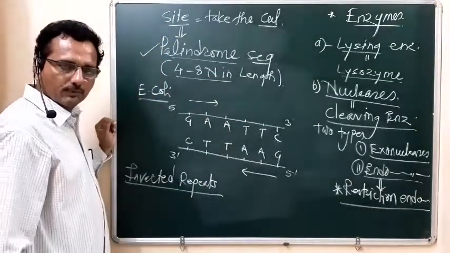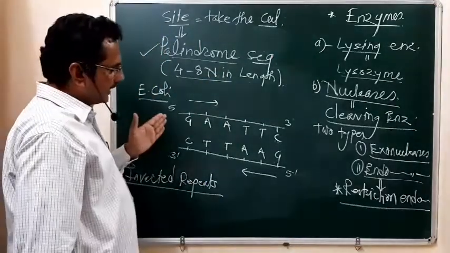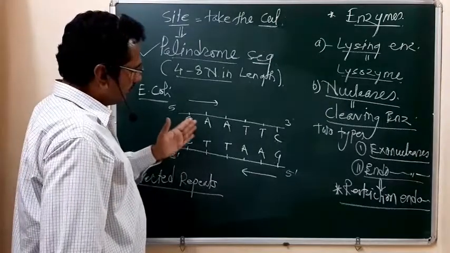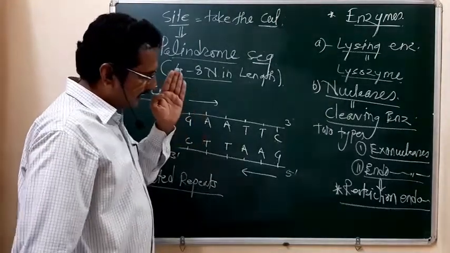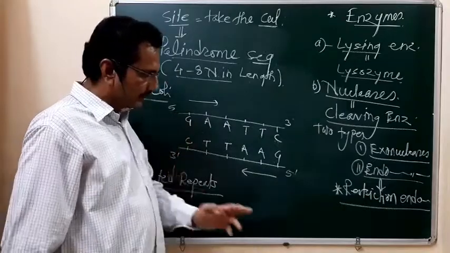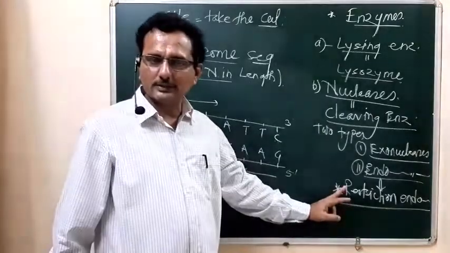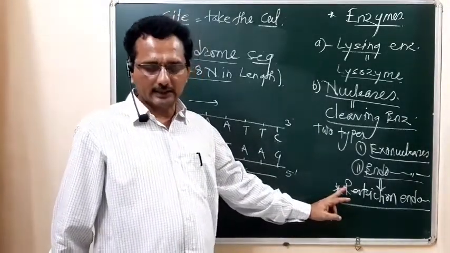Okay, palindrome sequence, and that palindrome sequence is 4 to 8 nucleotides in length. Okay, so this palindrome sequence is identified by the restriction endonuclease enzyme, and at that site they take the cut.